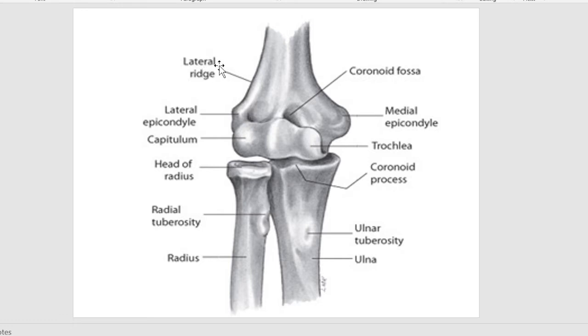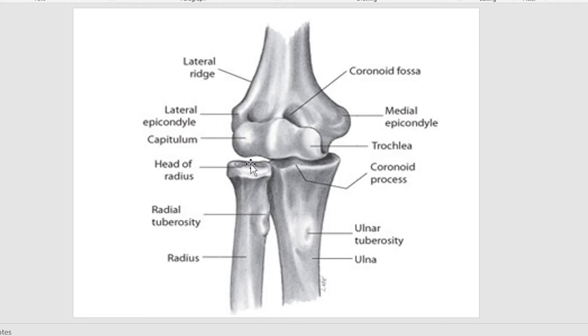We have the lateral ridge, which is where the radial nerve passes. Then you have here the medial epicondyle and the lateral epicondyle. Then you have your trochlea and the capitulum. The trochlea articulates with the ulna. Then your capitulum articulates with the head of the radius.